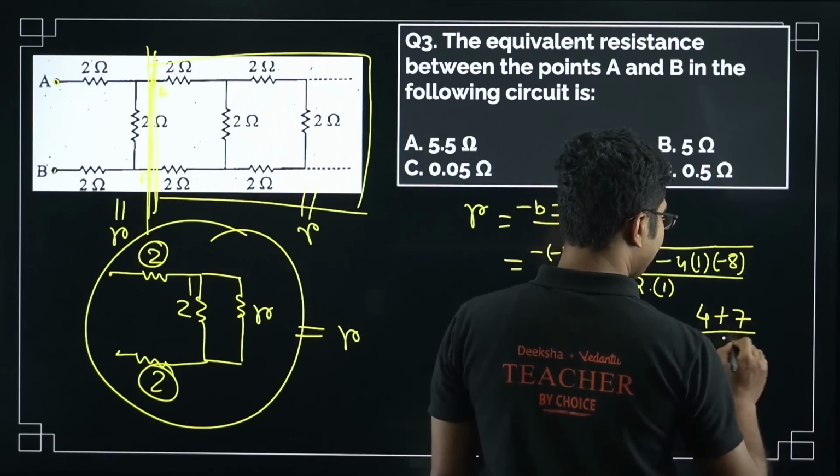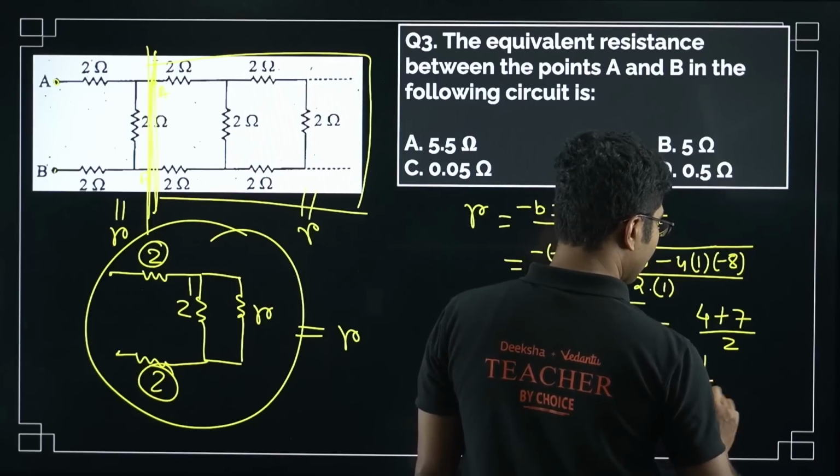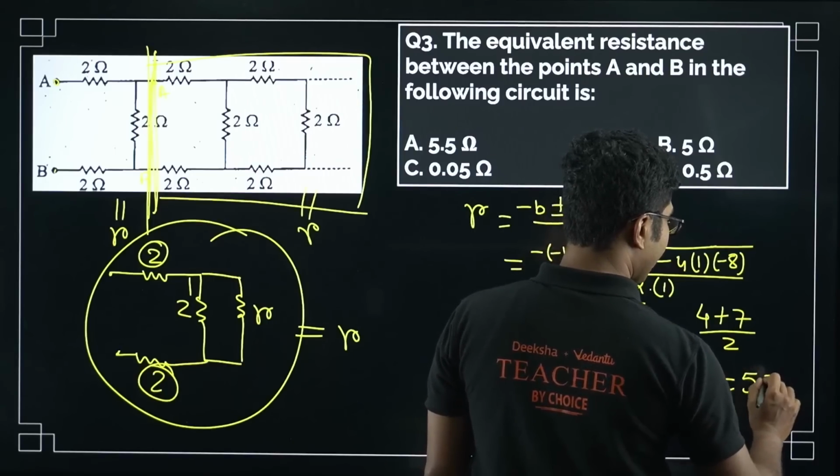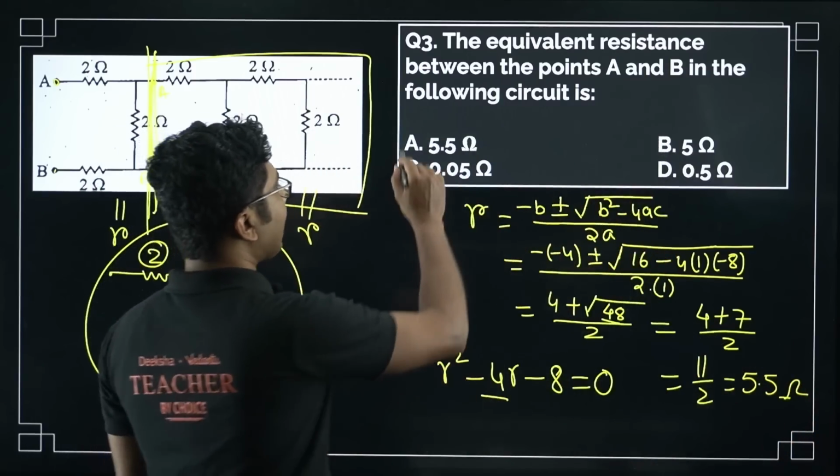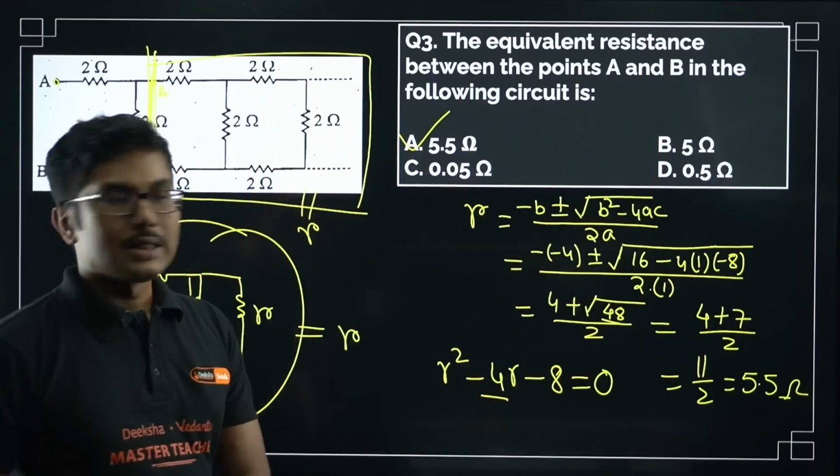So 4 plus 7 by 2, so it is 11 by 2. That is 5.5 ohm. Okay. So this is the value, and according to the given answer, we can see that 5.5 ohm is the answer.